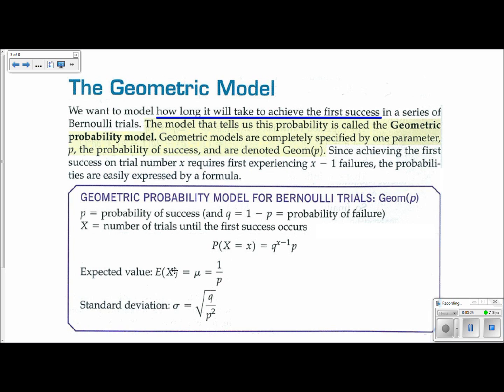Now the expected value is 1 over p, which I hope makes sense because if I'm rolling a die and my success is rolling a 5, there's a 1/6 chance of that happening. I'd expect to get my first success somewhere around my 6th roll. Again, it could happen earlier or later, but on average, if I do it a lot, I expect it to happen on average every 6th roll. The standard deviation is a little more complicated: sigma is equal to the square root of q over p squared. And let me point out again that q is the probability of failure.